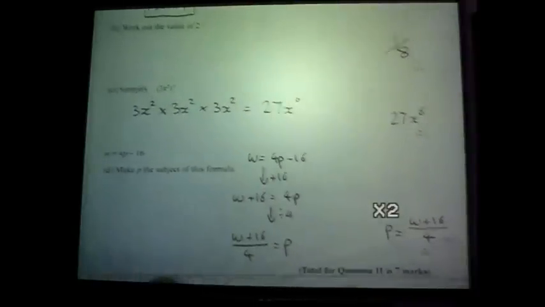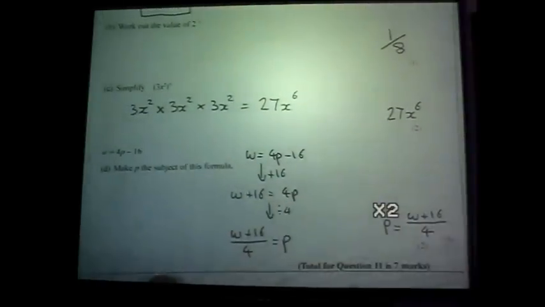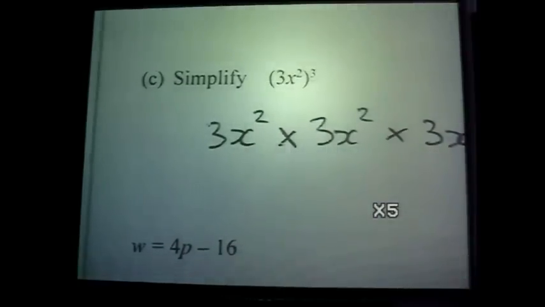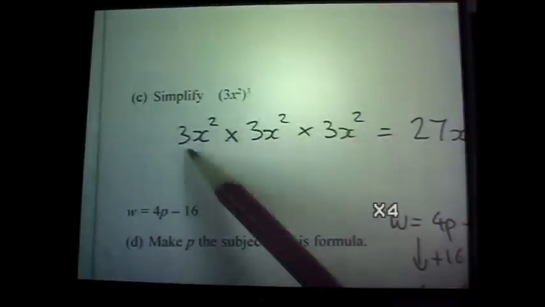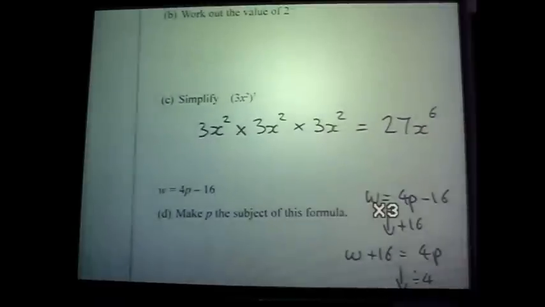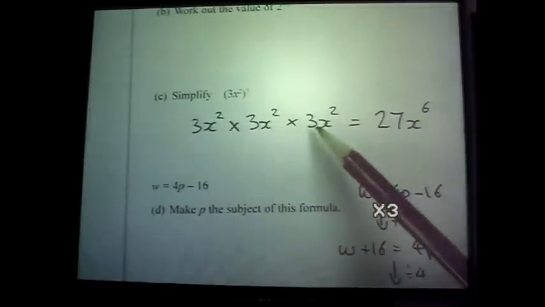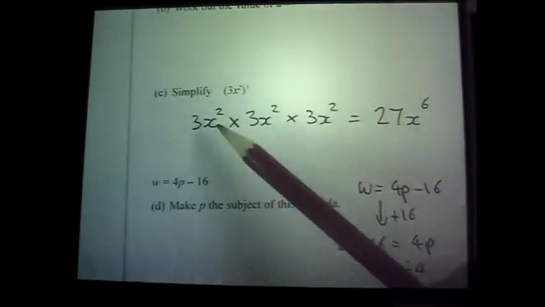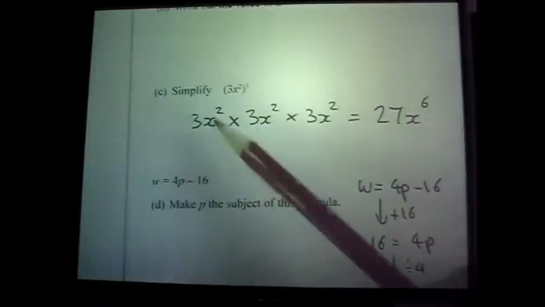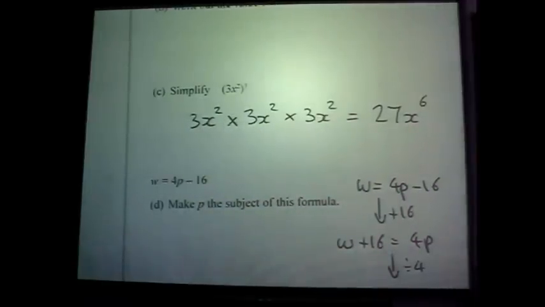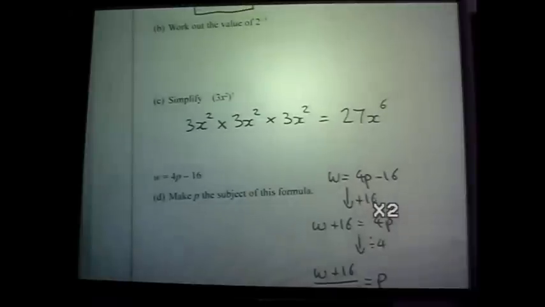Next one, simplify this. It says 3x squared to the power 3. So to the power 3 means times itself 3 times, and that's exactly what I've done, look. 3x squared times 3x squared times 3x squared. So do your numbers. 3 times 3 times 3. 3 3s are 9 times 3 is 27. And this is your index laws. When you're multiplying, you add them. So x squared times x squared times x squared is x to the power 6. So it is 27 x to the power 6.